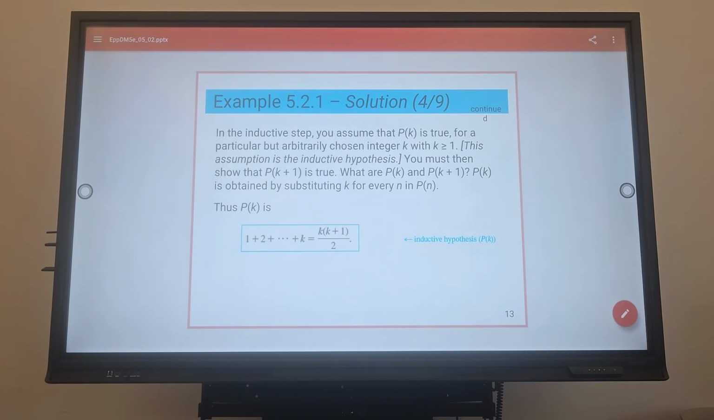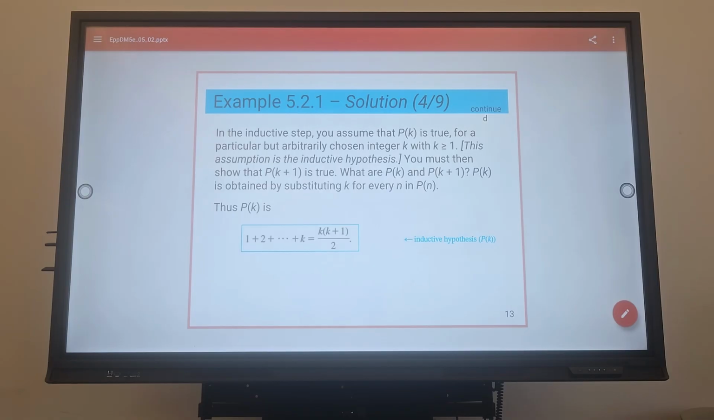In the inductive step, you assume that P of k is true for a particular but arbitrarily chosen integer k with k greater than or equal to 1. That's the inductive hypothesis. You must then show that P of k plus 1 is true. What are P of k and P of k plus 1?